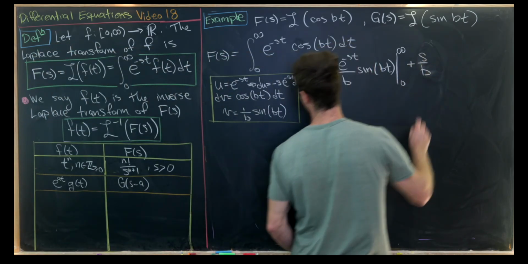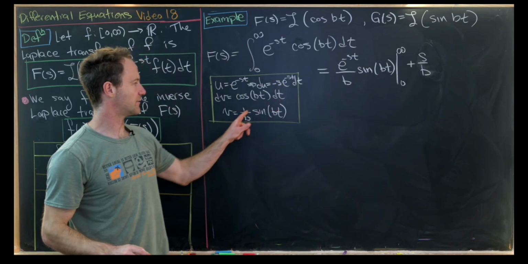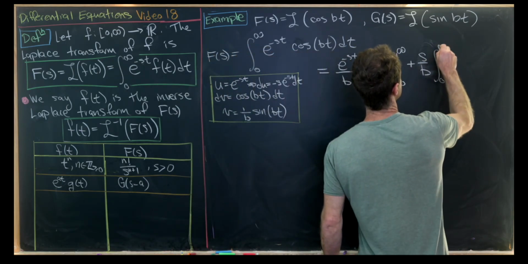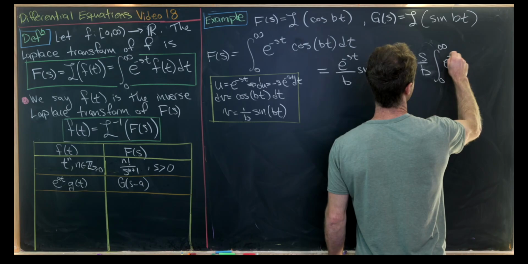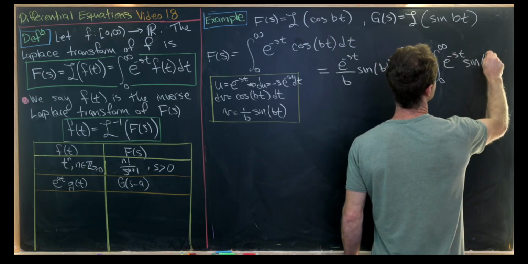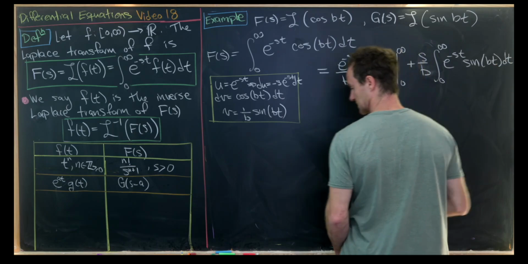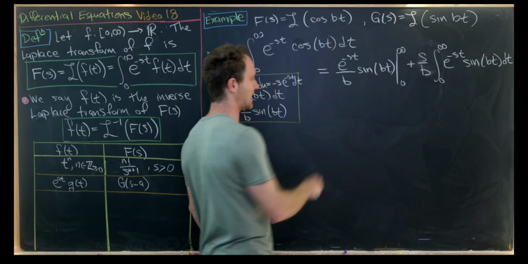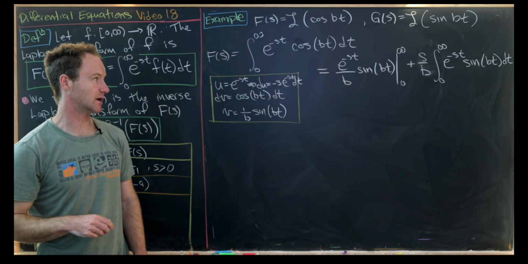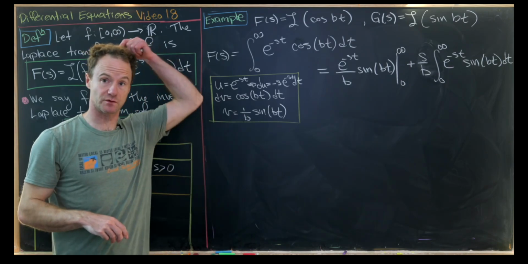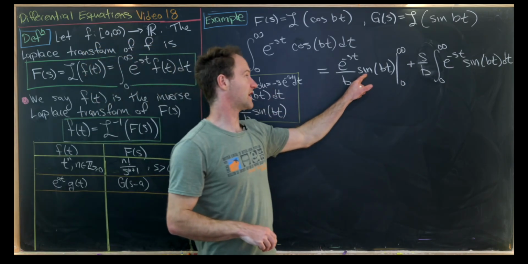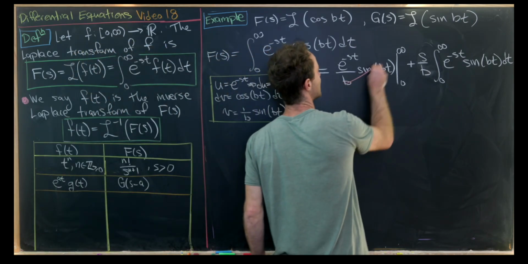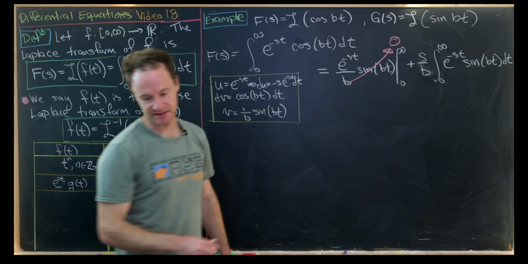Plus s over b, we can factor both of those out because they're constants with respect to the t integral. And then we'll have the integral from 0 to infinity of everything left over, which is e to the minus st times the sine of bt dt. Great. So now let's note as t approaches infinity, sine just bounces between +1 and -1, and this exponential decay function will just zero out. But then when we evaluate this at t equals 0, we know that sine of 0 is 0. So that means this whole thing turns into 0.